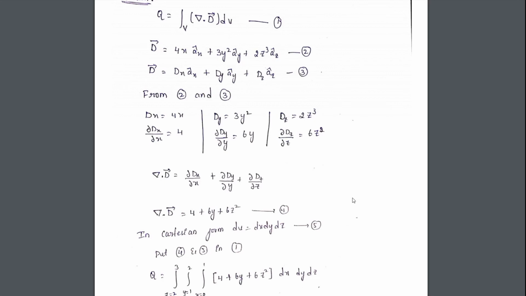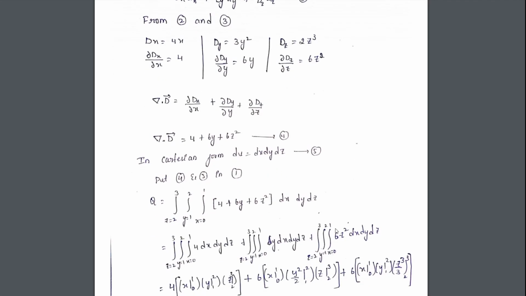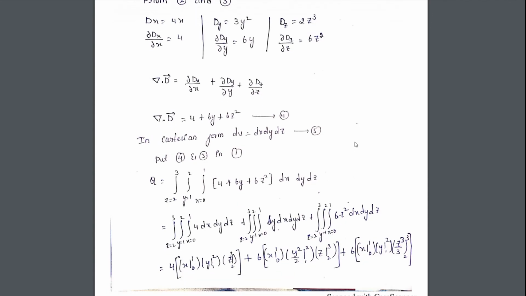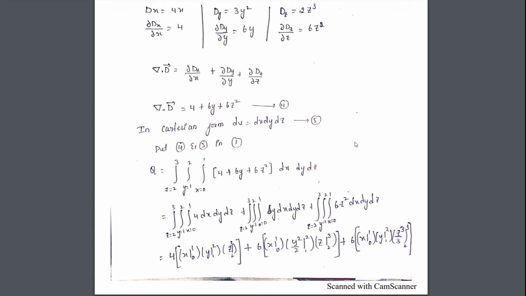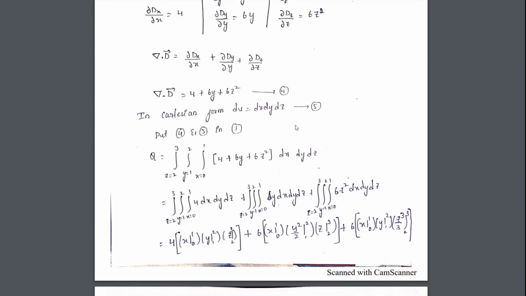And then you need to define what dV is. dV is the differential volume, so it is length, breadth and height. So what is dV in Cartesian form? dx dy dz. After defining this divergence and dV, you can calculate the corresponding charge by substituting in equation 1. So put 4 and 5 in equation 1 here.